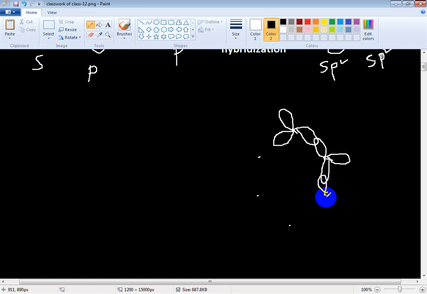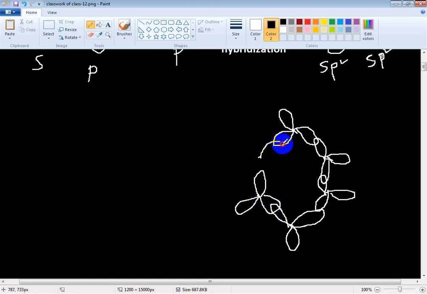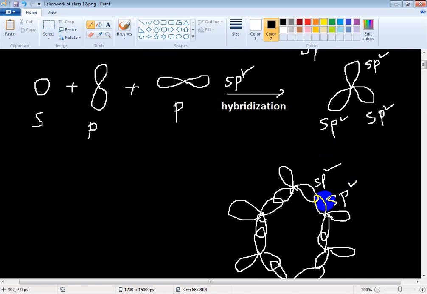This carbon contains sp2. Okay, this carbon contains sp2. Here is a carbon. This is the carbon-carbon sigma bond. This is the carbon-carbon sigma bond. This carbon is sp2, this carbon is sp2, and this carbon is sp2. We know all the carbons are sp2 hybridized, so the carbon-carbon bond is sp2.